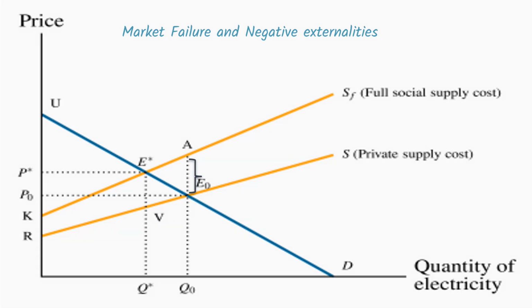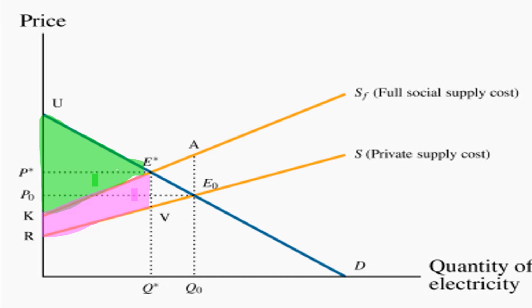Now, applying the same logic to each unit of output between Q naught and Q asterisk, society can increase its well-being by a dollar amount equal to the area of E asterisk AE naught as a result of reducing production. So the highlighted portion in this diagram represents the societal gain if production is reduced from Q naught to Q asterisk. Now let's imagine this.